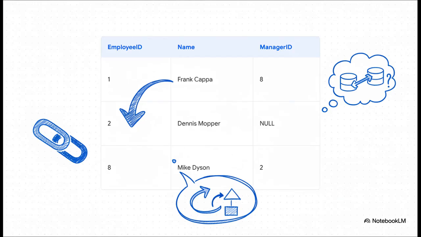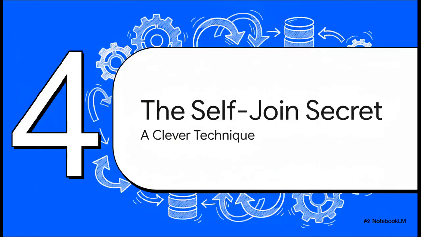Okay, take a look at this table. We've got employees, their employee ID, and their manager's ID. You see Frank's manager has an ID of 8. And we can see right there on the table that employee ID 8 belongs to Mike Dyson. But how do we get a query to tell us that? How do we use SQL to find out that Frank's boss is Mike Dyson? And this is where our secret technique comes in.